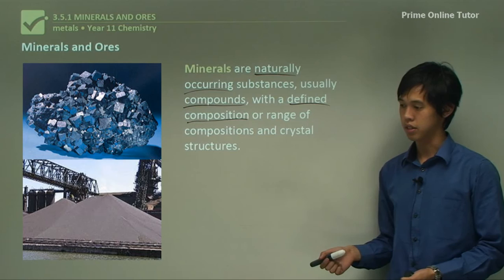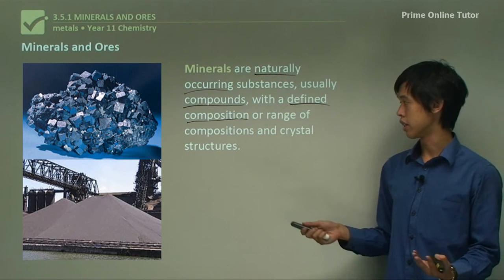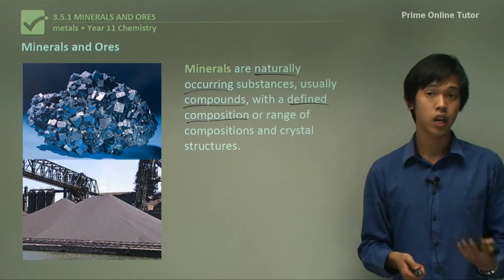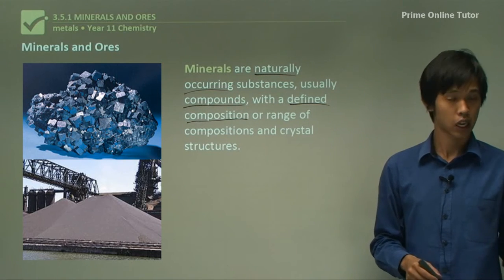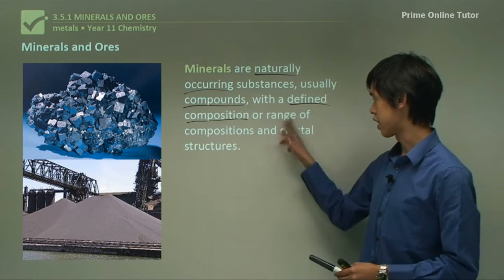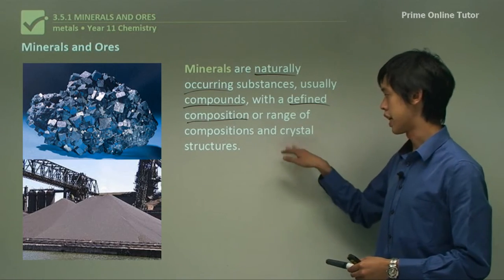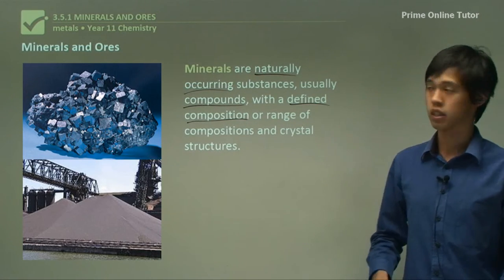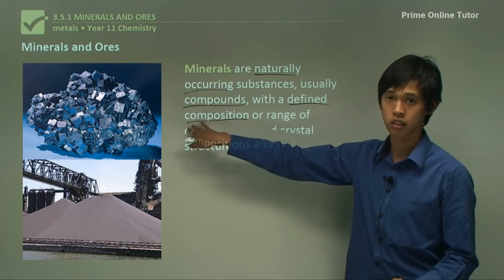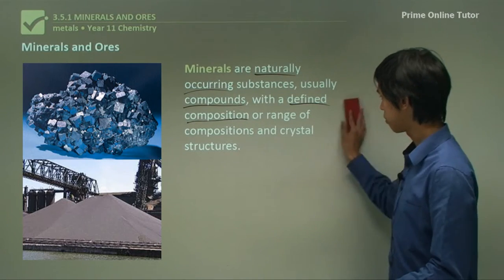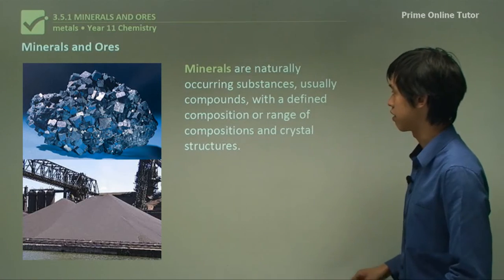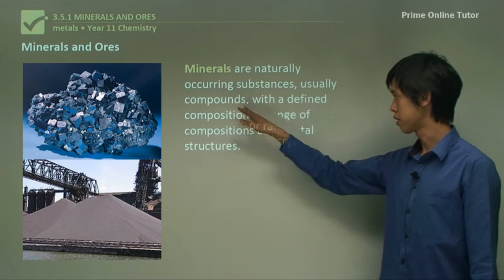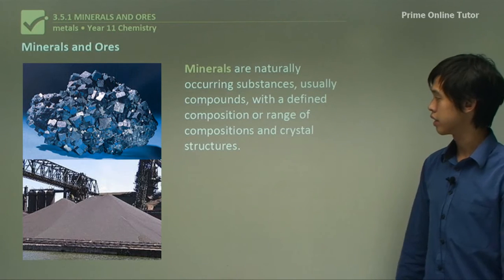So for instance, you could have several different types of iron ore, but they're still called iron ore. They're just different types of iron ore. So you can see they can have a range of compositions. And obviously, because they have different composition, they'll have slightly different crystal structures. So that's how we define a mineral. It's just any naturally occurring substance with a defined composition in the ground.